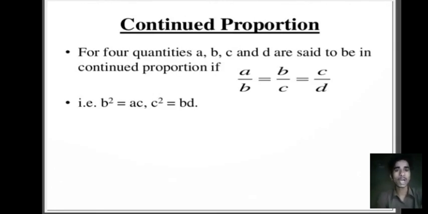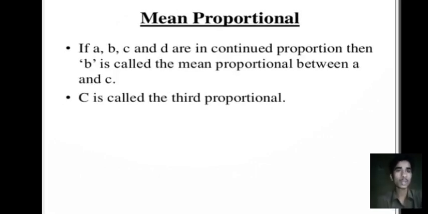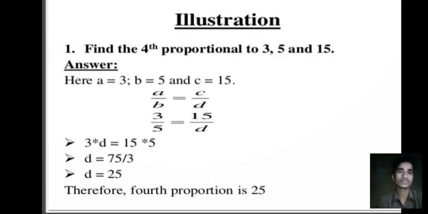Continued proportion: four quantities A, B, C and D are said to be in continued proportion if A divided by B equals B divided by C equals C divided by D. B power 2 equals AC, C power 2 equals BD. Mean proportional: if A, B and C are in continued proportion, then B is called the mean proportional between A and C. C is called the third proportional.